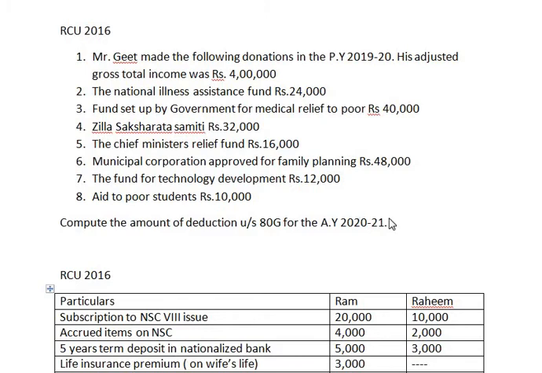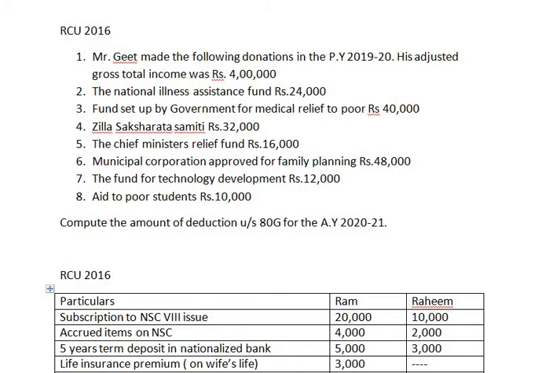This is one question. I would like to tell you the answer also for this question, that is you get 1,64,000 as total deduction under section 80G.